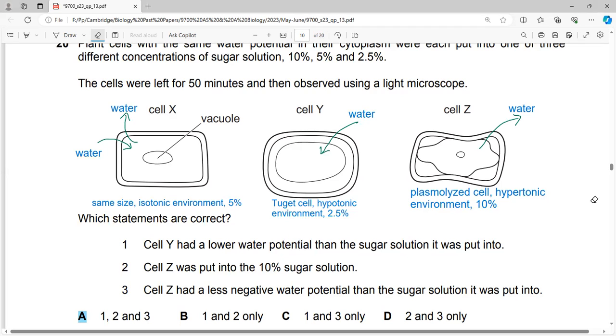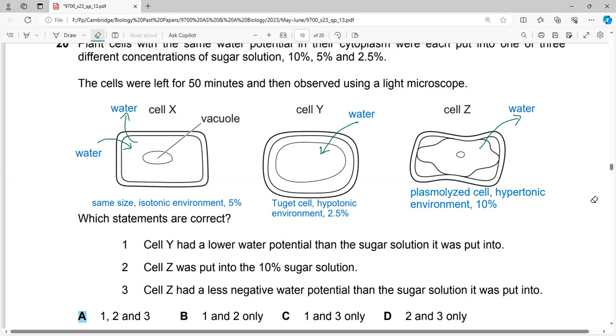Cell Z was put into a 10% sugar solution. So it is correct. That's why it got plasmolysed. And cell Z has less negative water potential than the sugar solution it was put into. So less negative water potential means that it is high water potential. The highest water potential is at 0.